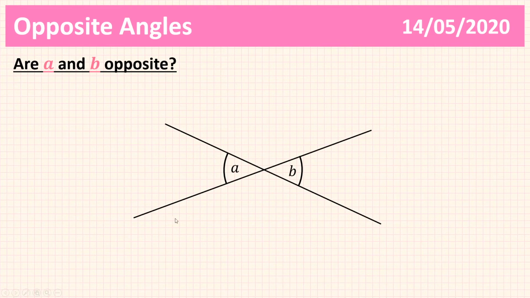We have two straight lines that intersect at one point. Therefore, the opposite angles must be equal. So A and B are opposite, and they are also equal. What about this one?